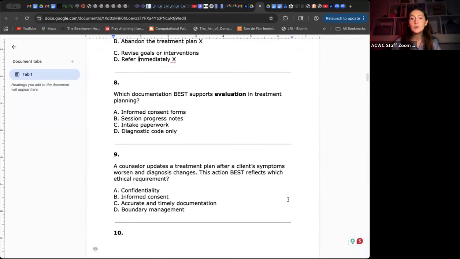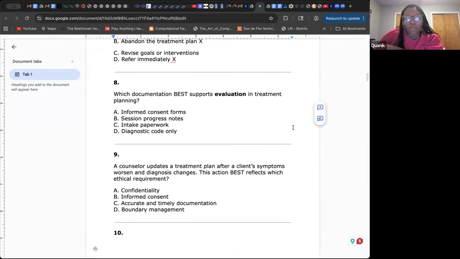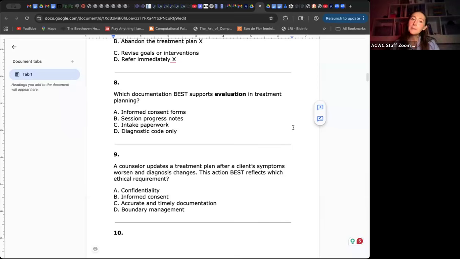All right. Clinique, if you feel comfortable, we would love for you to do number 8 if that's okay. Okay. Which documentation best supports evaluation and treatment planning? A, informed consent forms. B, session progress notes. C, intake paperwork. D, diagnostic code only. I'm going to rule out D. Do you like that? D is out. Absolutely.